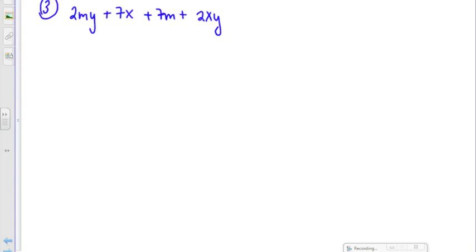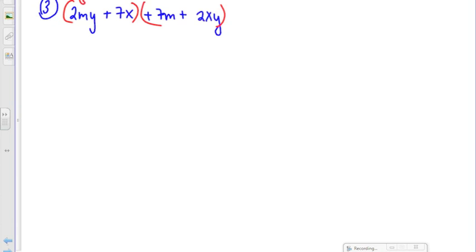Example 3 has 2my plus 7x plus 7m plus 2xy. So step 1, check all 4 terms for GCF. Our smallest number is 2, and 2 cannot go into 7 evenly, and they do not have any variables in common. So where it has 4 terms, we group the first 2, we group the second 2.